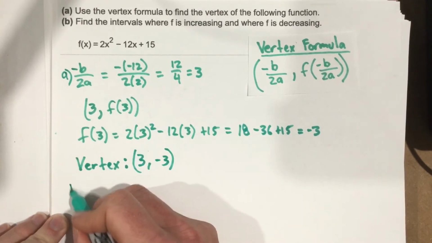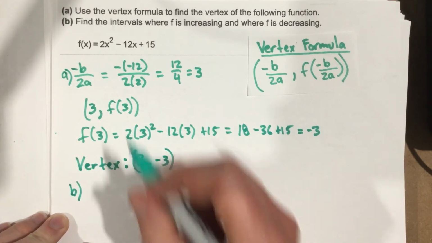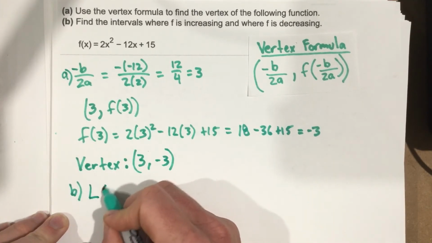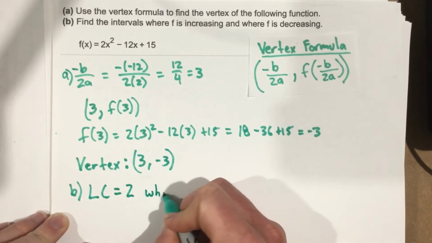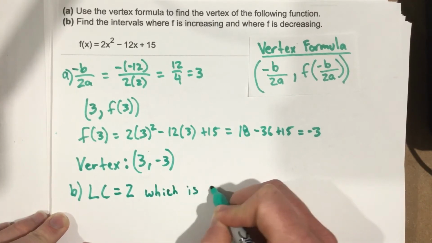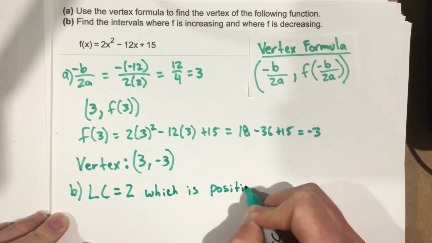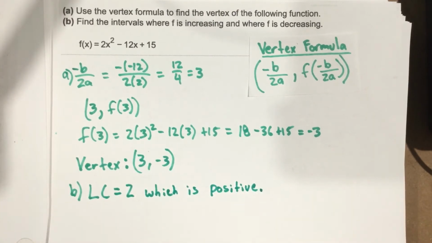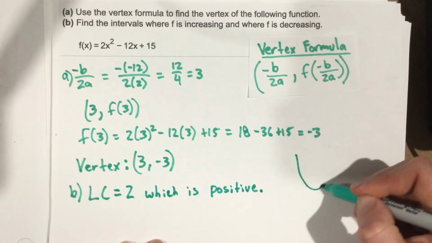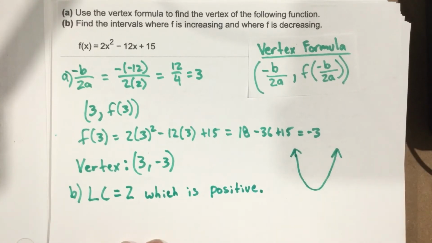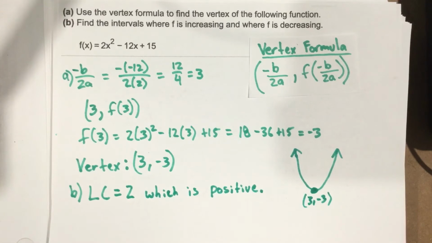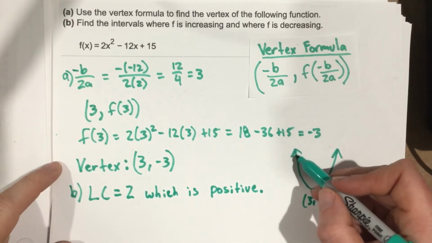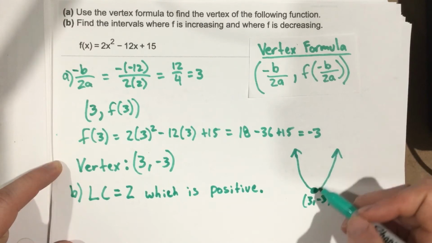Part B, then, they want us to say when it's increasing and decreasing. So our leading coefficient, we need to write that out there. I'm going to call it LC. Leading coefficient is 2, which is positive. What does it mean to have a positive leading coefficient? That means our parabola looks like this, upwards facing. So our vertex is here. And this we know is 3 comma negative 3 in our problem. So it's decreasing to the left of 3 and increasing to the right of 3.